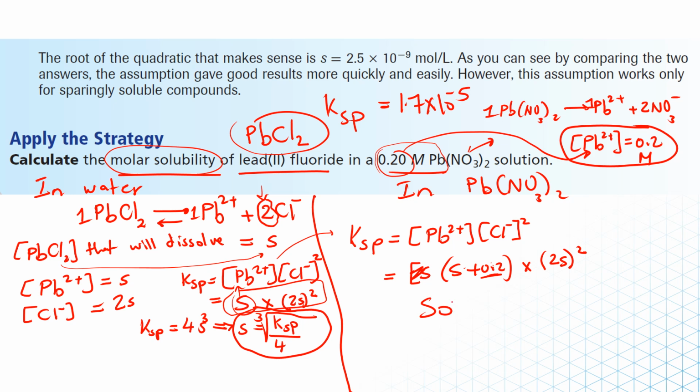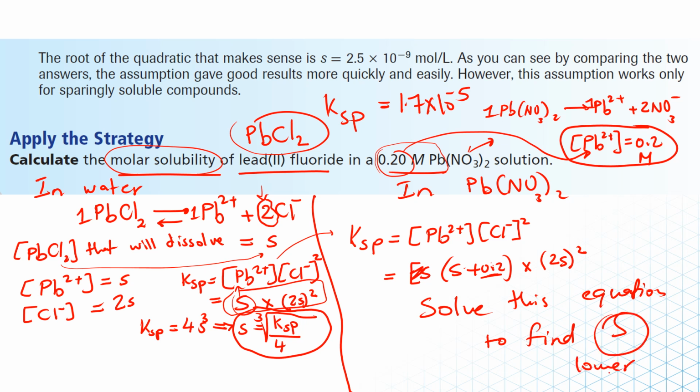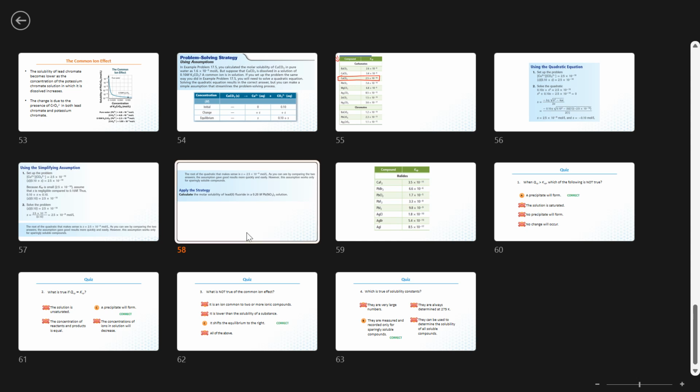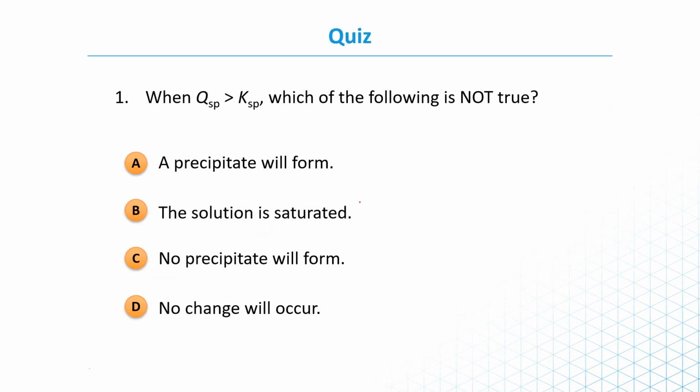Okay, and then solve this equation to find S. The S you get should be lower than the S from before. The S that comes out in your answer should be less than the existing one. Okay, and that's the end of the common ion effect, guys, and that's the end of lesson 3. So we can solve quick questions here.